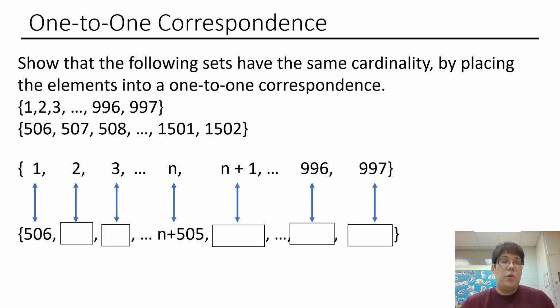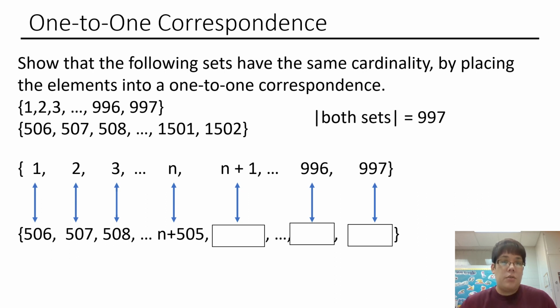All right, so we know that 2 should be matched up with the second element of this set. Oh, yeah, I did give you both the cardinality of both sets is 997, and you can use that little pattern that we had earlier. So both sets, the cardinality is 997. Okay, so matching up 2 with 507, 3 is going to be matched up with 508. Now, I want to skip over these n's because they're a little more complicated. I'll come back to them. 996 is going to be matched up with 1501. 997 is matched up with 1502.